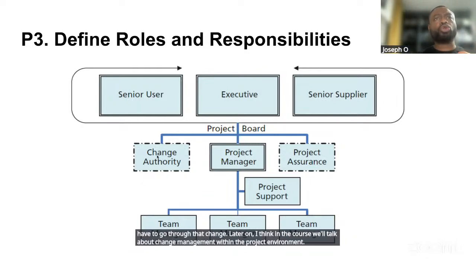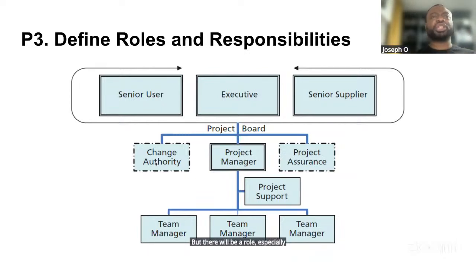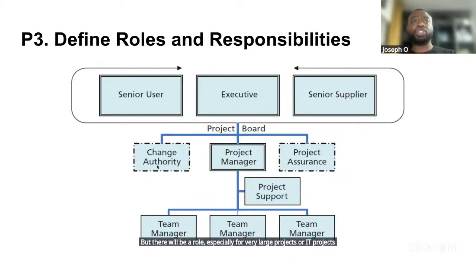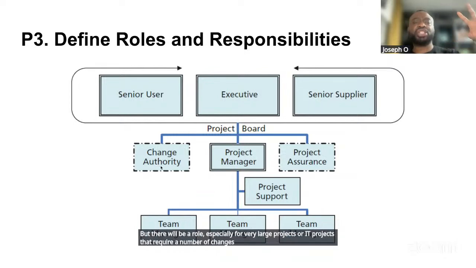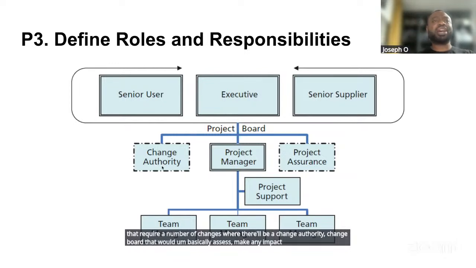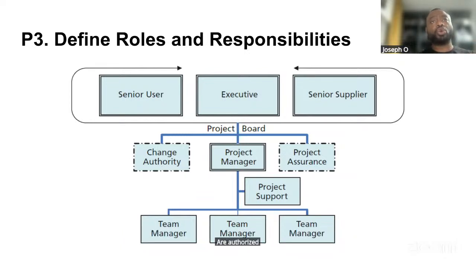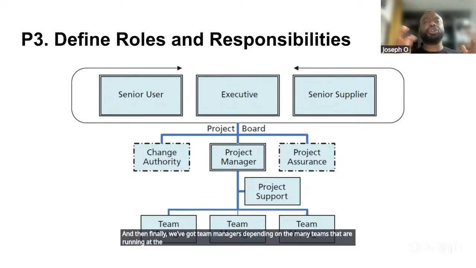But there will be a role, especially for very large projects or IT projects that require a number of changes, where there'll be a change authority, a change board, that would basically assess the impacts of those changes, and then ensure that the changes are authorized or put on hold in the project delivery lifecycle. And then finally, we've got team managers. Depending on the many teams that are running at the same time, you would have various team managers and then team members within that team.